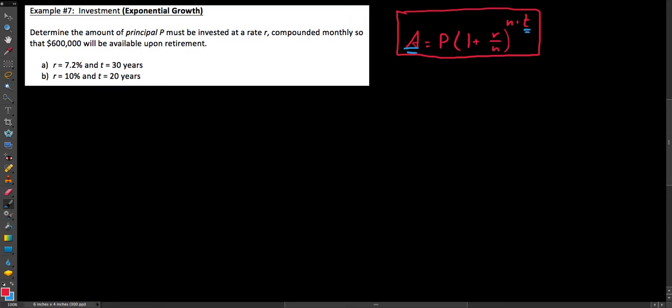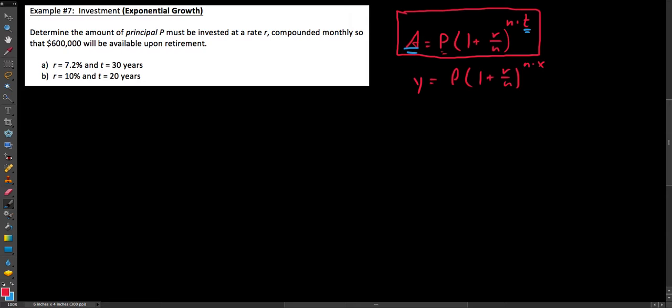So don't forget that we could certainly write this as y equals an initial amount times 1 plus r over n to the n times x, where just time is our independent variable and our amount at that time is our dependent variable here. And so we're just going to look at an example that says determine the amount of principal. So in other words, let's go solve for P here in our model. That must be invested at a rate R compounded monthly so that $600,000 will be available upon retirement.